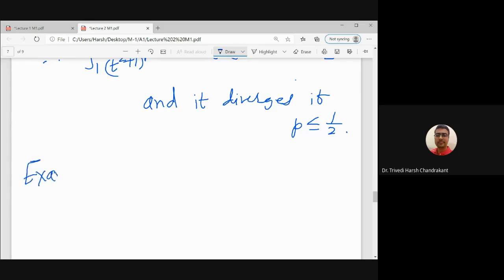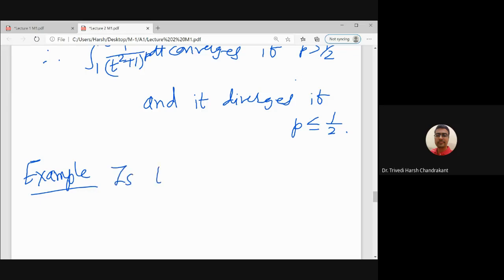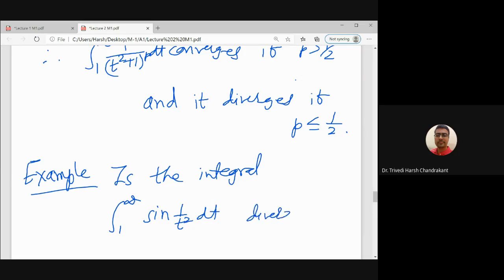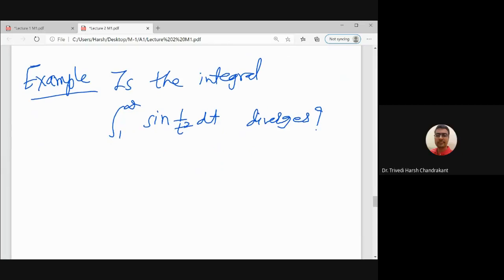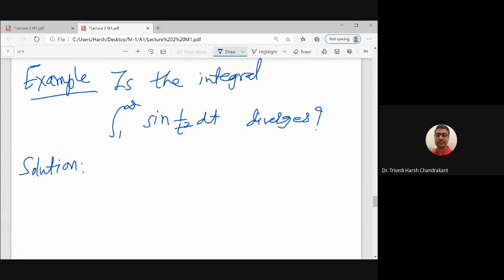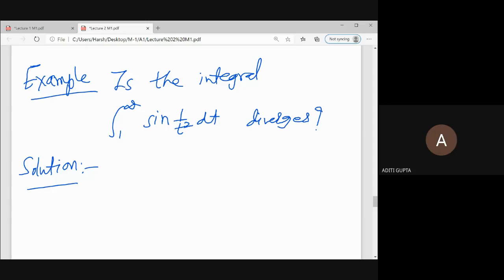So let us see one more example: the integral from 1 to infinity of sine(1 upon t square). We need to check whether this integral converges or diverges. So what do you say? How will we check that? We would multiply and divide by 1 by t square. So which test will we apply? The limit comparison test. Right.